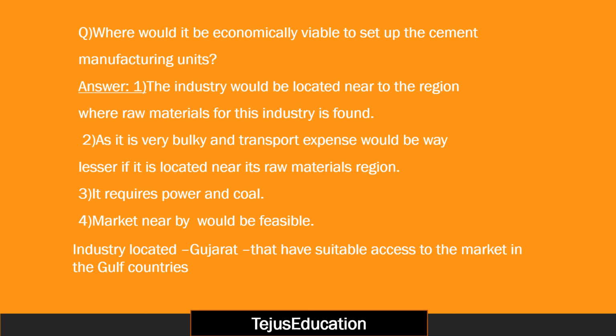Now we are going to learn about the location. It is usually located in the coastal area, for example in Gujarat. Why is it like that? Because the demand for Indian cement is very high in Gulf countries. So through the port or the sea, we are able to transport it to Gulf countries.